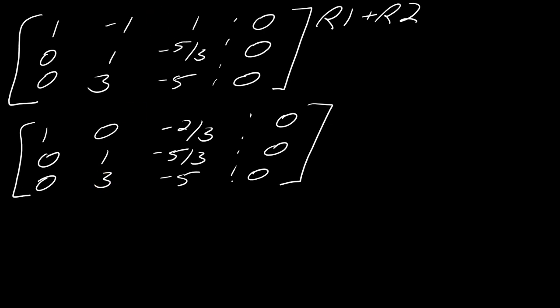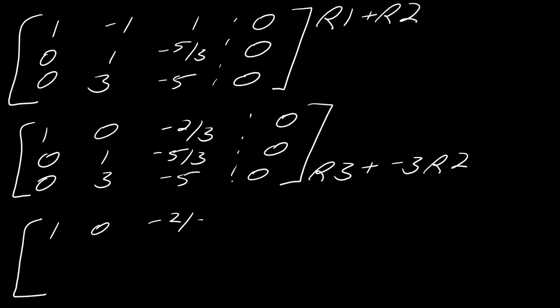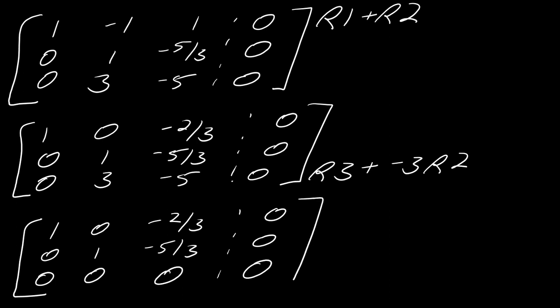So I'm going to take row 3 plus negative 3 times row 2. So the top row is not going to change. The middle row is not going to change. In the last row, I'm going to get a 0 here, a 0 here, and then a 0 here. And so now we go, oh, we got zeros, so that means we have infinite solutions.